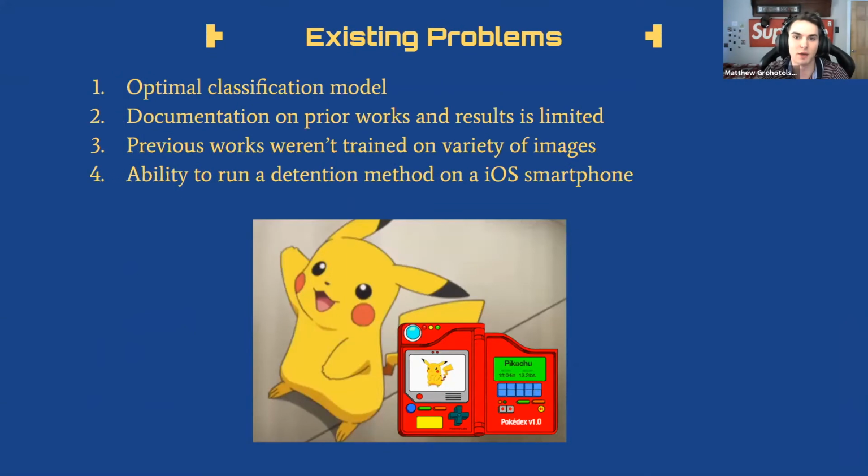So some existing problems are the optimal classification model for identifying Pokemon. Documentation on prior works is very limited, and previous works weren't trained on a variety of images. Also, the ability to detect on an iOS smartphone. So one of the previous works that I found only works on Android devices, and a large amount of users nowadays actually have iOS devices instead. So these are just some of the problems that I wanted to try and resolve.